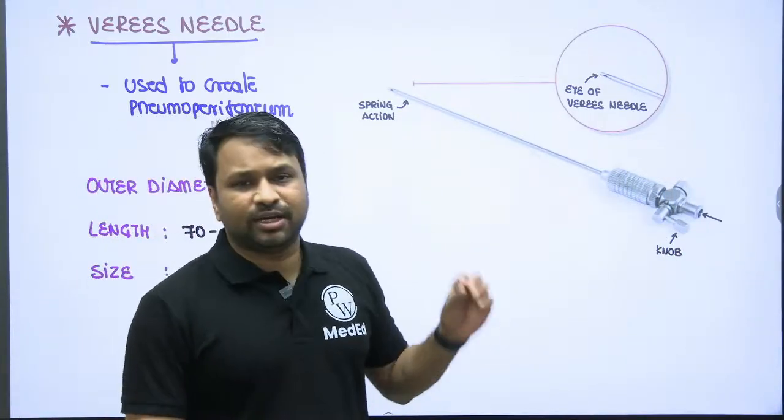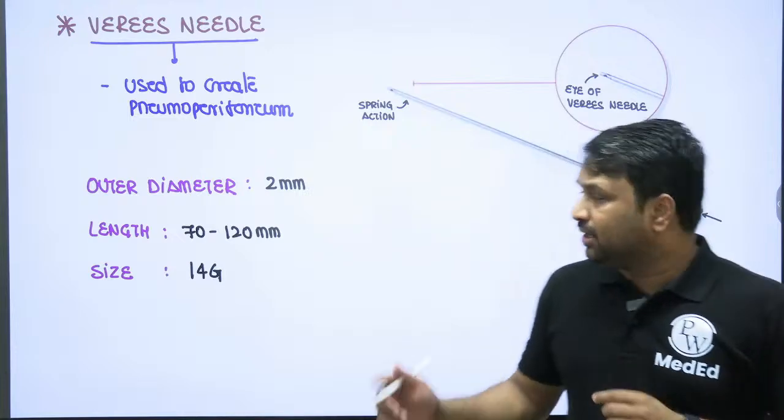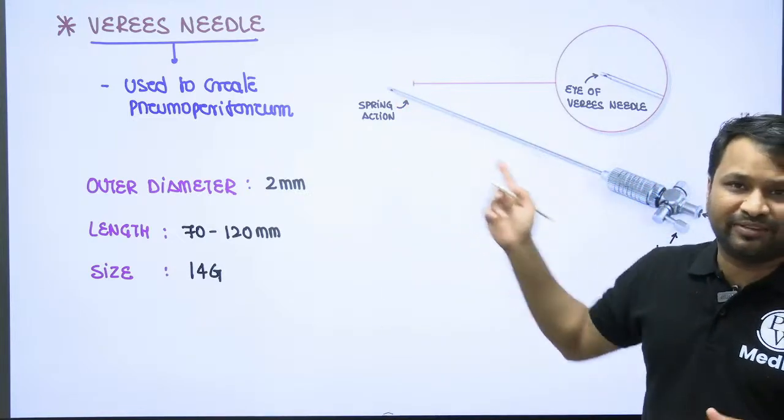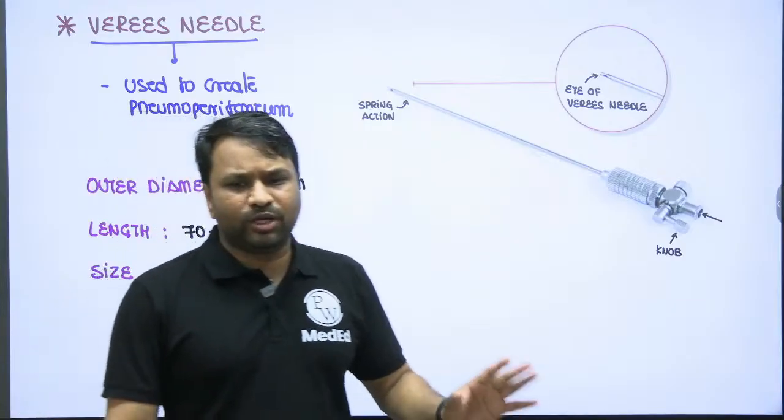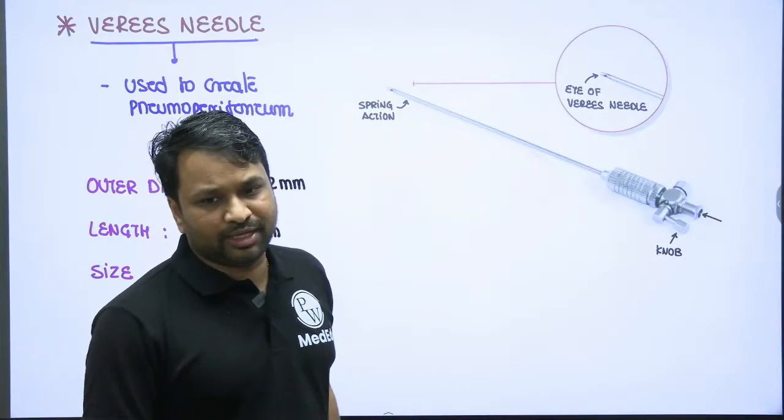So the Veress needle has an outer diameter of 2 millimeters, its length is going to be 7 to 12 centimeters, and the size of the Veress needle is going to be 14 gauge.